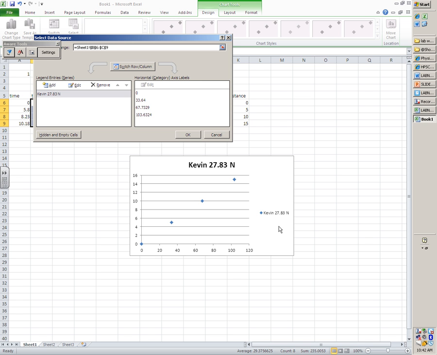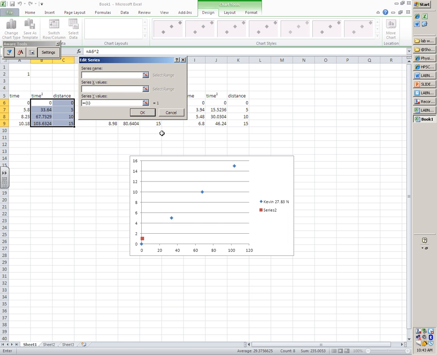Now, here's the important part. Next, where I clicked edit, just to the left of it, it says add. I'm going to add another set of data to this chart. So I'm going to click add, and this same window is going to pop back up. Okay? So as far as the name goes, I'm going to call this one Kevin, but I'm going to call it the next force value. What was the next force value up for Kevin? 39.26. So I'm going to call that the name of this.